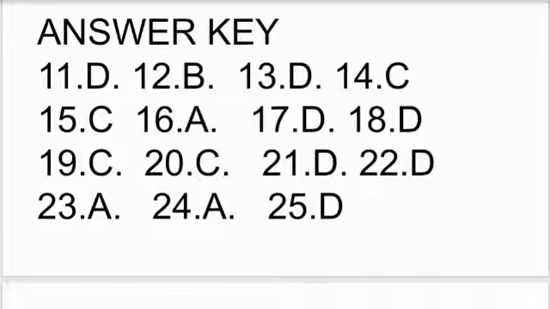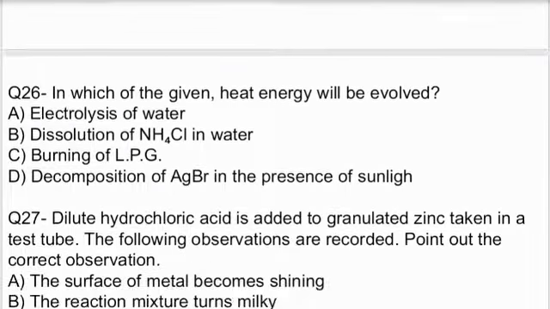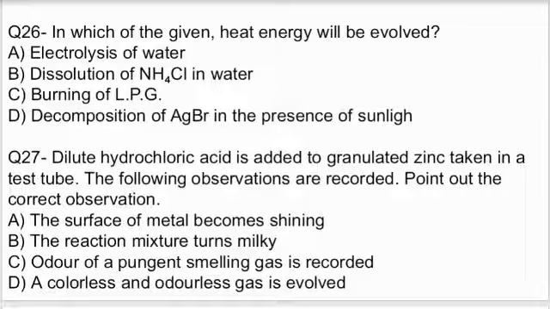Students, here is the answer key for question number 11 to 25. The next question. In which of the given will heat energy be evolved? Options are electrolysis of water, dissolution of NH4Cl in water, burning of LPG, decomposition of AgBr, that is silver bromide, in the presence of sunlight. The correct option is C, burning of LPG, liquefied petroleum gas.